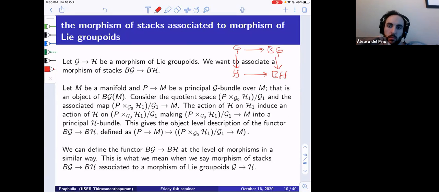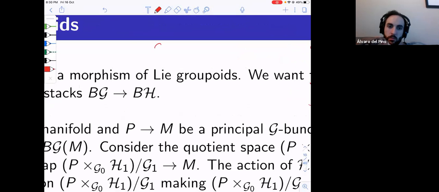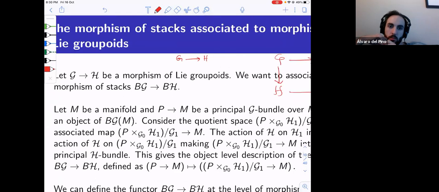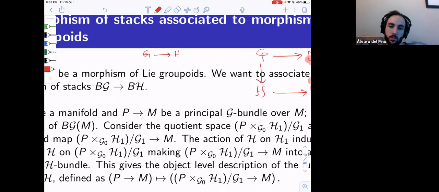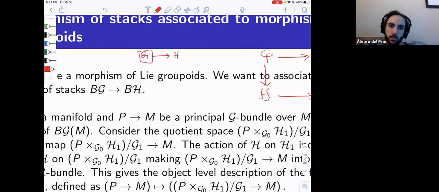So this is not very difficult. This is similar to the case of Lie groups. Suppose I have a morphism of Lie groups. So what does it mean to associate a morphism from BG to BH? It means given a principal G bundle, I want to associate a principal H bundle. So we have already seen this before in the differential geometry course. Given a principal G bundle, we can associate a principal H bundle by what is called the associated fiber bundle construction.